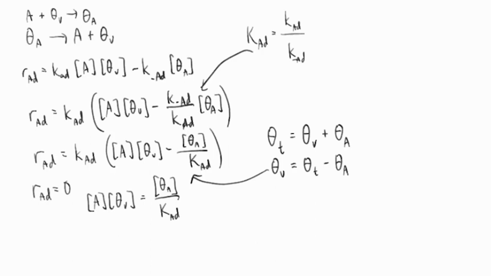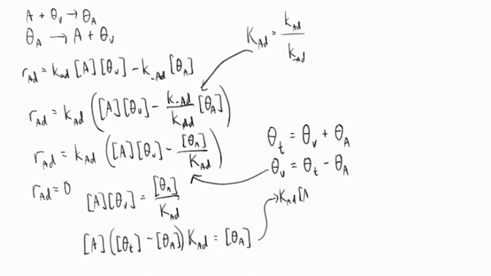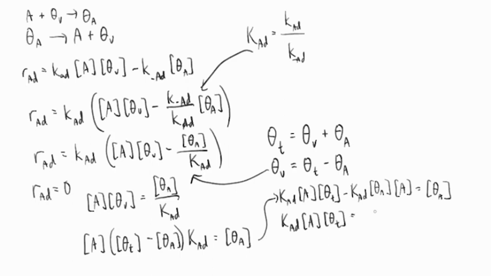Substituting our simplified site balance, we have concentration of A multiplied by the concentration of the total active sites minus the concentration of those adsorbed with A, multiplied by K adsorption, is equal to theta A. Let us solve for the concentration of the active sites with adsorbed A. This becomes K adsorption, concentration of A multiplied by the concentration of theta T, minus K adsorption, concentration of theta A times concentration of A, is equal to concentration of theta A. Rearranging the terms, we now have K adsorption, concentration of A, concentration of the total active sites is equal to the concentration of theta A times K adsorption, concentration of A plus 1.